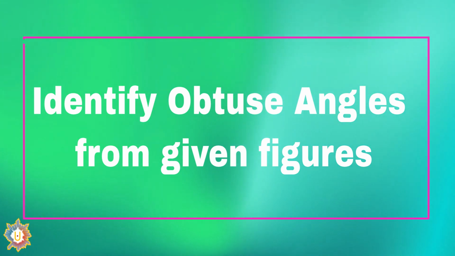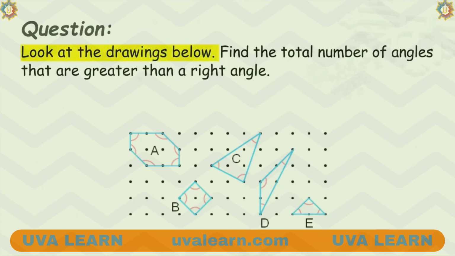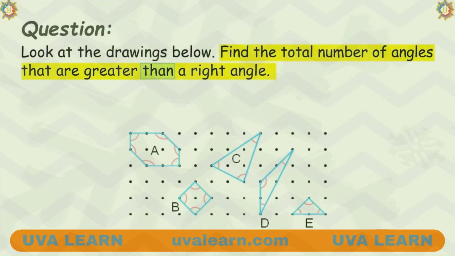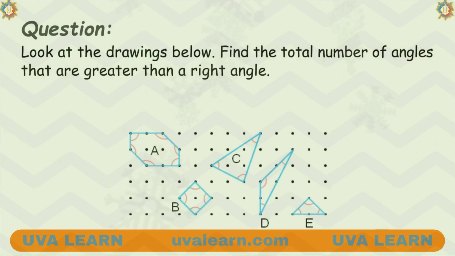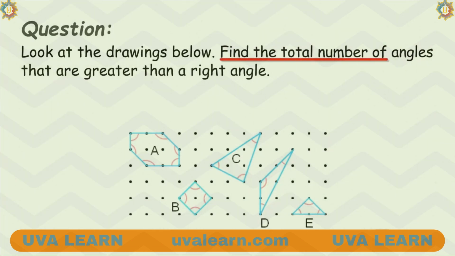Identify obtuse angles from given figures. Look at the drawings below. Find the total number of angles that are greater than a right angle. Let's look at the question carefully and try to understand it. Find the total number of angles that are greater than a right angle.